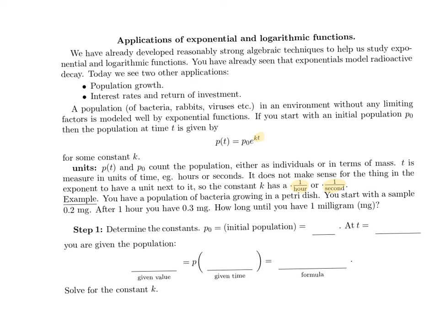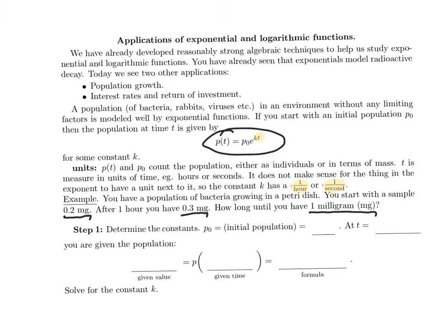Let's suppose you have a population of bacteria growing in a petri dish. The initial population, the initial sample of bacteria, consists of 0.2 milligrams of bacteria. You wait 1 hour, you now have 0.3 milligrams of bacteria. How long will it be until you have 1 milligram? Well, this population is growing exponentially. This petri dish is a very rich environment without any limited amount of food for the bacteria to nibble on.